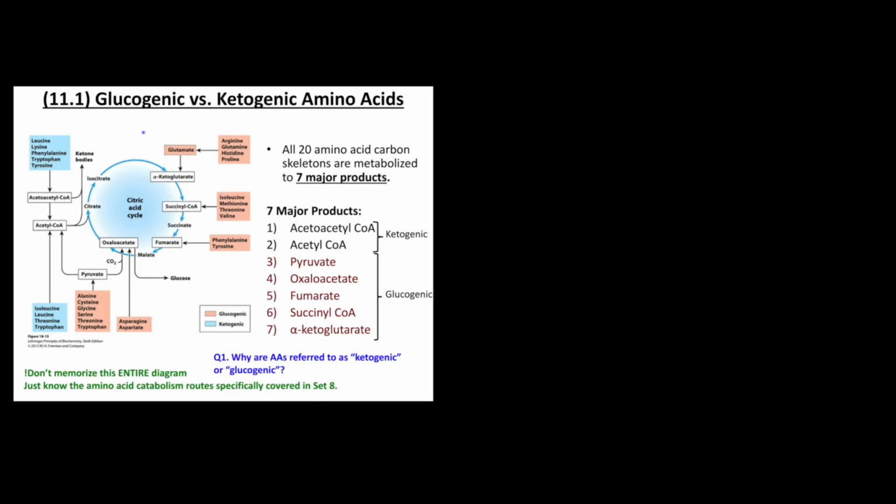So let's start off by talking about glucogenic versus ketogenic amino acids. All 20 amino acids, their carbon skeletons get catabolized to 7 major products. These 7 major products include acetoacetyl-CoA and acetyl-CoA as point number 1 and number 2. Now, these two compounds are considered to be ketogenic. So if you degrade the carbon skeletons from the amino acids and they arrive at any of these two products, they are called ketogenic.